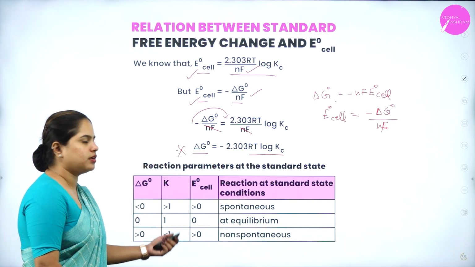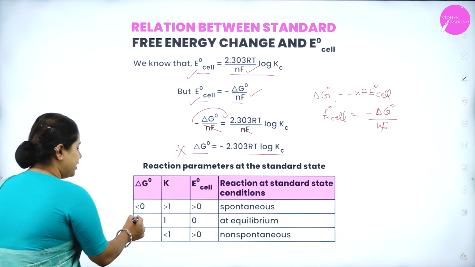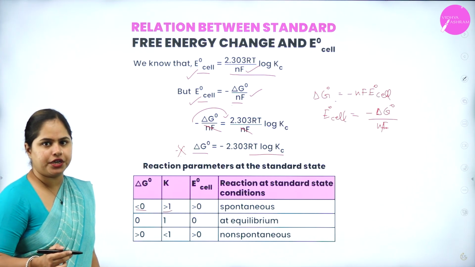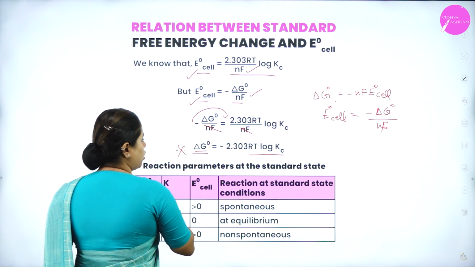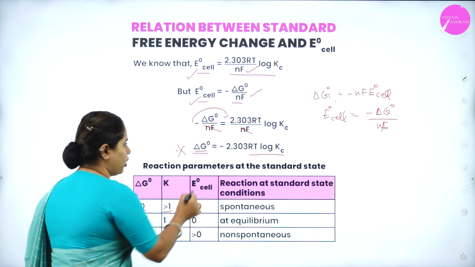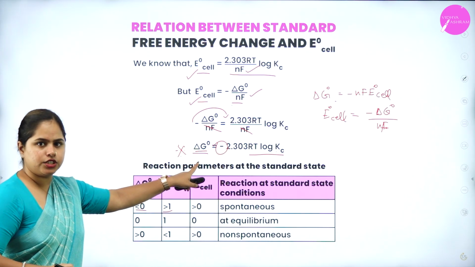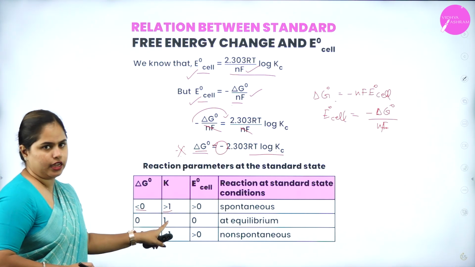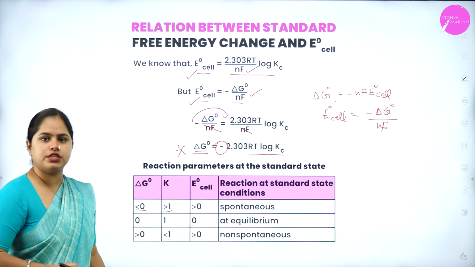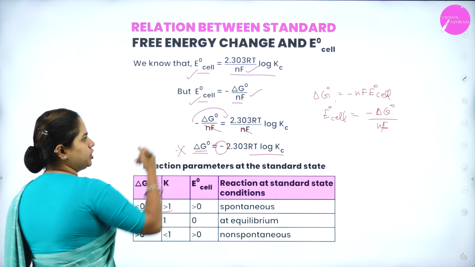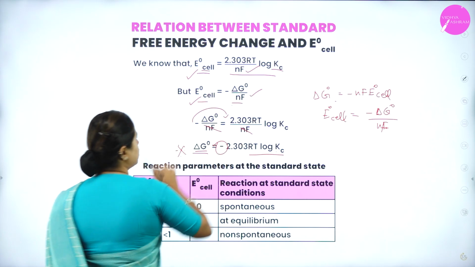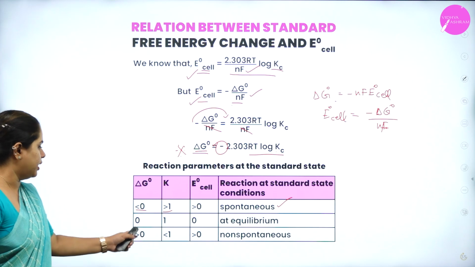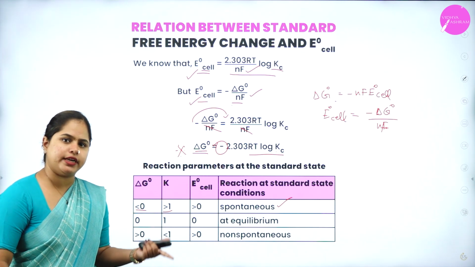Now the reaction parameters at the standard state: when delta G naught is less than 0, your equilibrium constant will be always greater than 1. From here itself you can see, you have a minus sign here. So what does that mean? Delta G naught, if it is less than 0, then Kc will be always greater than 1. And if Kc is greater than 1, E naught cell will also be greater than 0, and the reaction is going to be spontaneous. Reaction is spontaneous means the reaction will take place on its own.